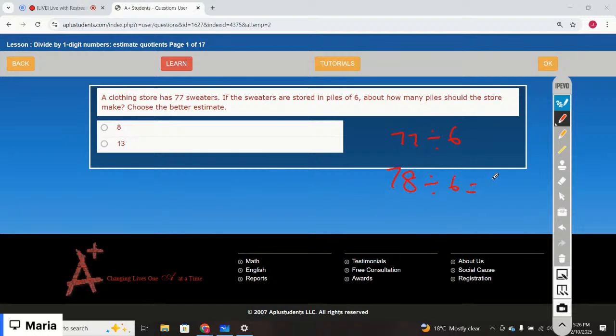So the correct, no, you don't have to find the remainder. Stop. You have to find the numbers that can be easily divided. Here you are given 77 sweaters, they are divided by 6. You need to find an estimated number that can be easily divided by 6. So the nearest number that can be divided by 6 is 78. And 78 divided by 6 is 13.